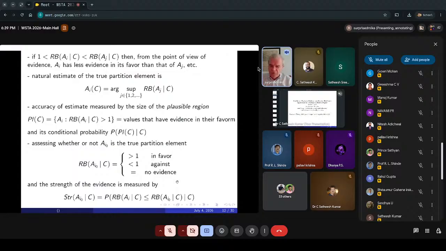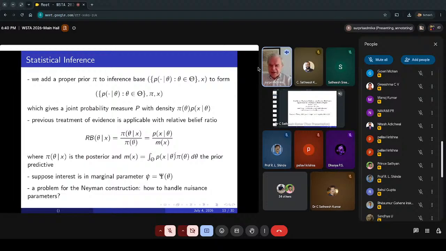Now here, because I've got multiple values of the partition elements, I do that via this posterior probability. I calculate the probability that the true partition element has relative belief ratio no greater than the hypothesized value. If that's a big probability and I have evidence in favor, then I have strong evidence in favor of A sub I0 being the true partition element. Now that's all probability. There's no statistics here.